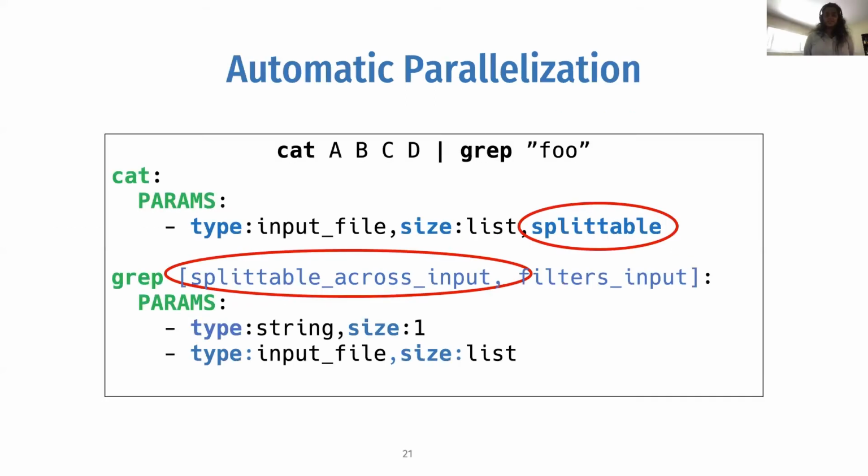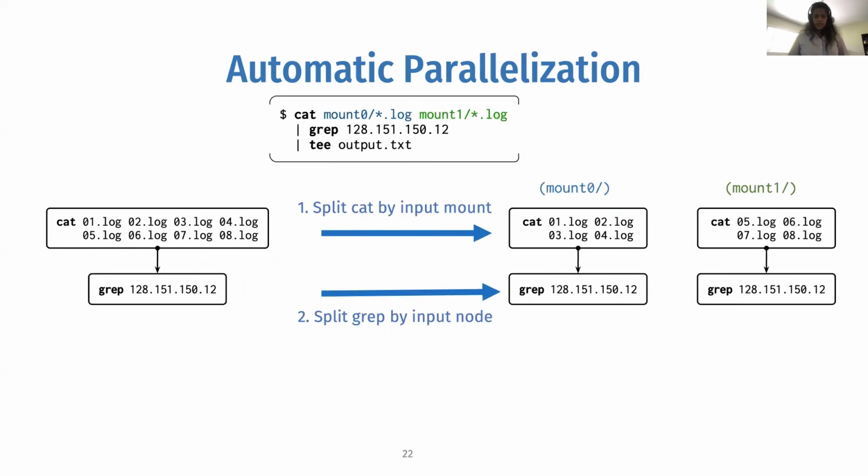Recall annotations contain per argument information and per command information. Here, the annotation for cat indicates that this file argument is splittable, as in a cat node can be split into nodes across this argument in a data parallel way. Grep is splittable across input, so a grep node with multiple input streams can be split across these multiple input streams. In both cases, as long as the output is serialized back in the correct order. So here, POSH takes the cat node and splits it into two nodes based on the input mounts. And then it'll take the two cat nodes and make two corresponding grep nodes for each of the two cat nodes.